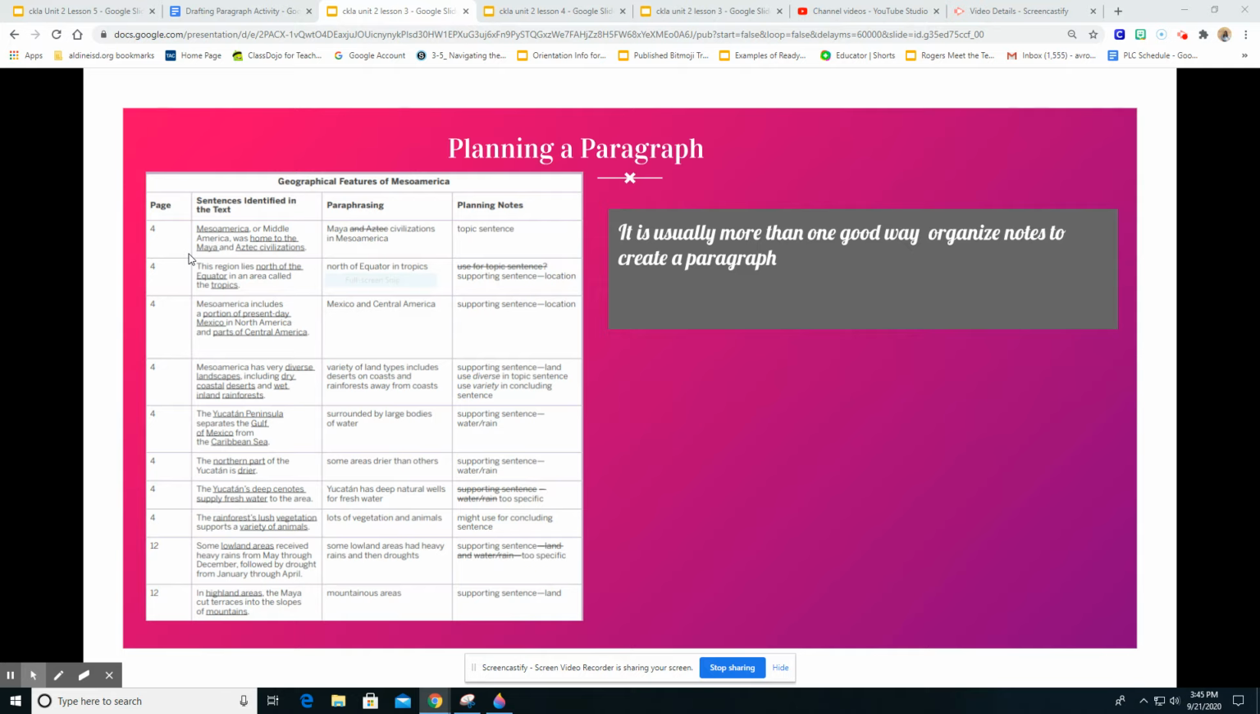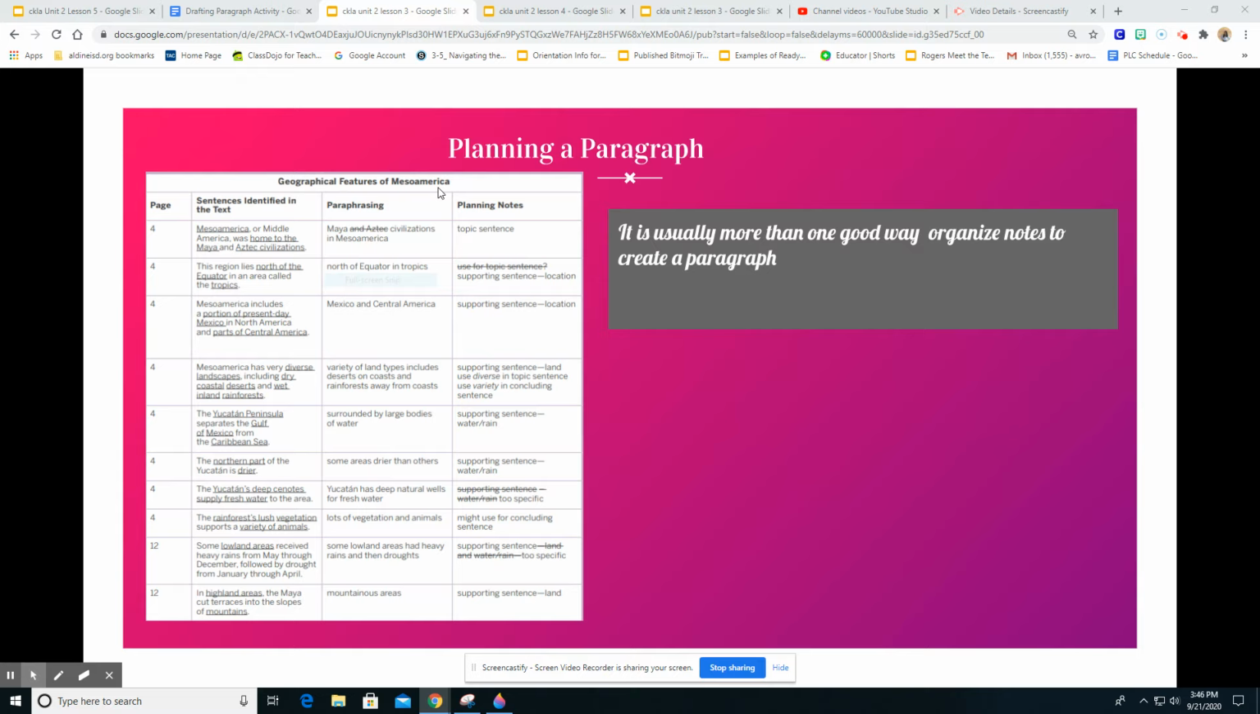that help identify what you're going to write your paragraph about. In the first column is the page where I found these sentences and what the sentence is, exactly from the text. I'm writing about the geographical features of Mesoamerica, so I found sentences in the text that identified with this topic. When you're planning a paragraph, you shouldn't pick sentences that have nothing to do with your main idea. As I was reading, I picked only sentences that went back to my topic, which is the geographic features of Mesoamerica.